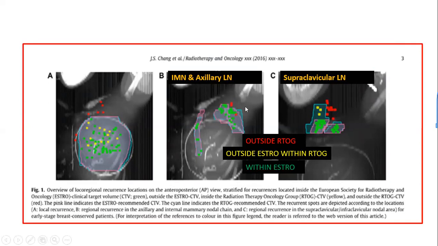Apart from those outside ESTRO and within RTOG, there are also recurrences which are not addressed even by RTOG. These are above and posterolateral. I will explain this in detail when I go to the supraclavicular region. If we concentrate on the IMN and axillary nodes, there is no single lymph node which is outside the ESTRO volume and within the RTOG volume. Only very few relapses occurred outside the RTOG volume.